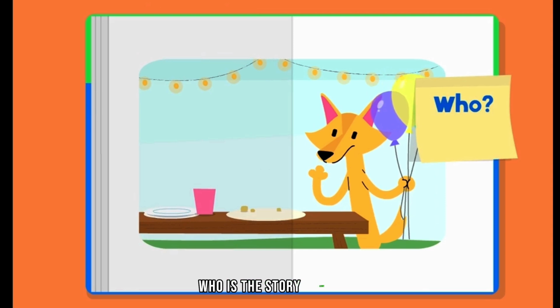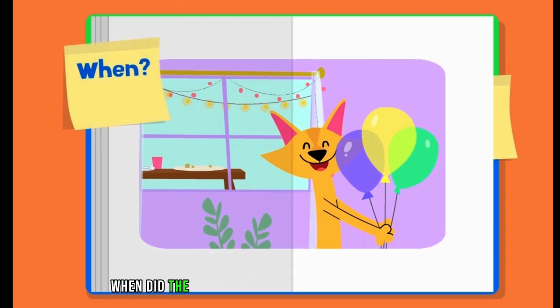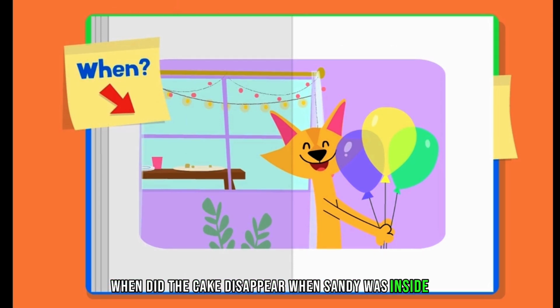Who is the story about? Sandy. What happens in the story? The cake disappears. When did the cake disappear? When Sandy was inside.